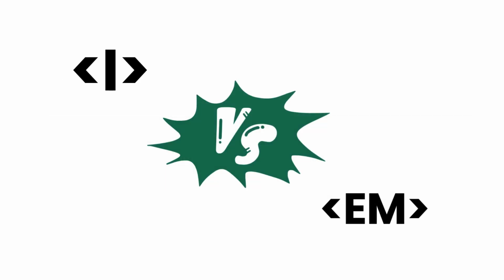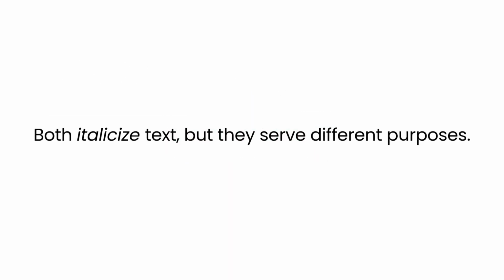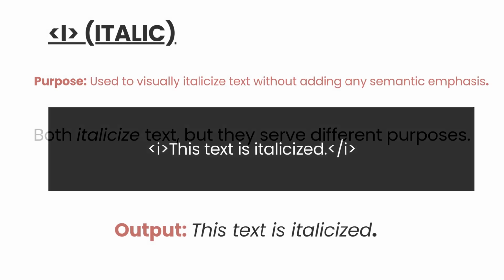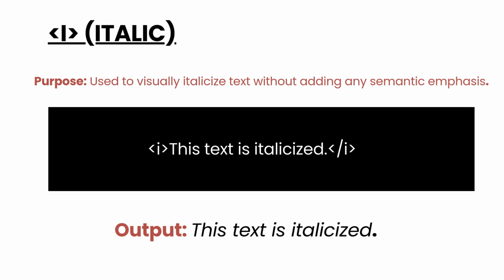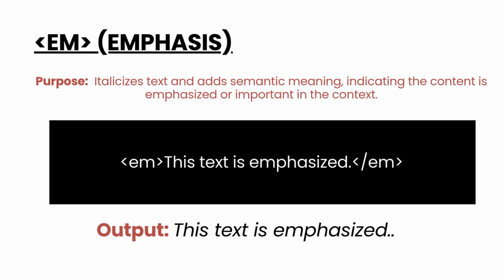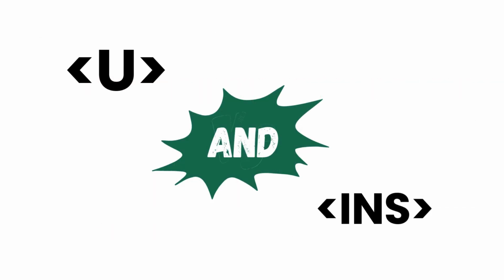I tag versus EM tag. Both italicize text, but they serve different purposes. I tag is purely for styling and does not indicate any additional importance or stress, and is used to visually italicize text without adding any semantic emphasis. EM tag is used to italicize the text and adds semantic meaning, indicating the content is emphasized or important in the context.